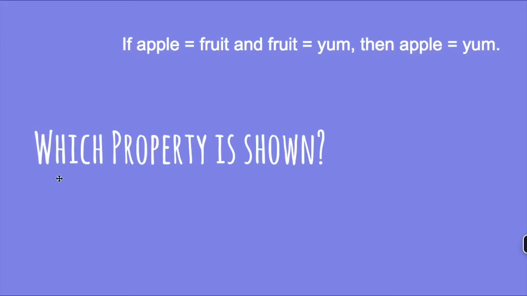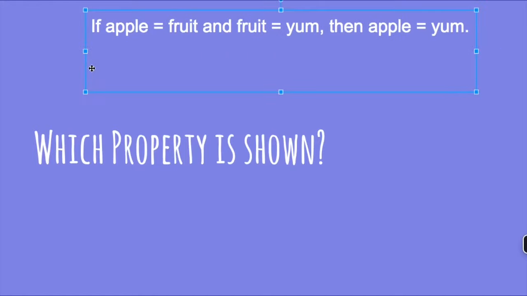We come to our first quiz question. Which property is shown? This question says if apple equals fruit and fruit equals yum, then apple equals yum. Which property does this show? Take a second to think about it.